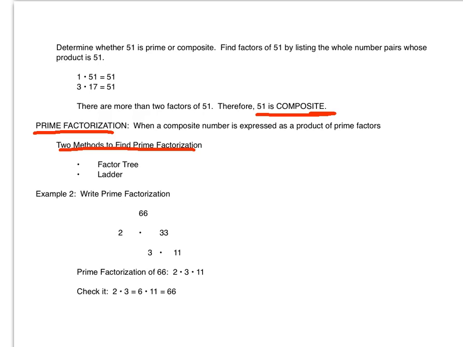In example 2, we'll write the prime factorization of 66. Now remember, you can divide 66 any way you want, and you'll still get the same prime factorization. I just happen to divide it 2 times 33. 2 is prime, so now I need to find the prime factorization of 33, and that is 3 times 11. So the prime factorization of 66 is 2 times 3 times 11. We can check it by multiplying: 2 times 3 equals 6, times 11 equals 66.